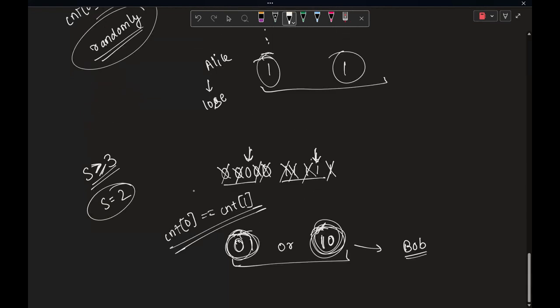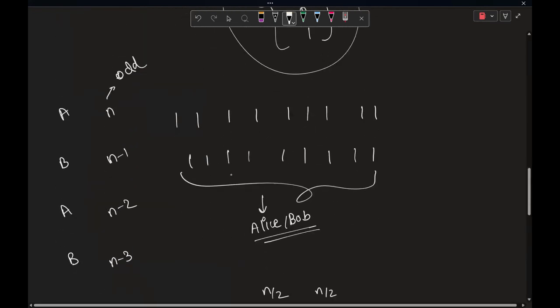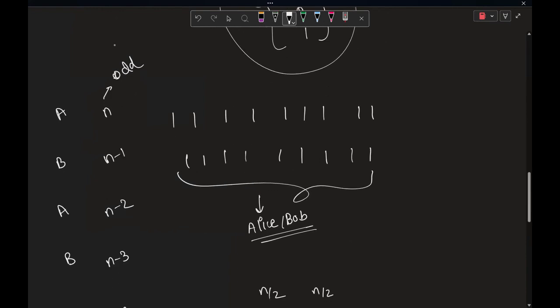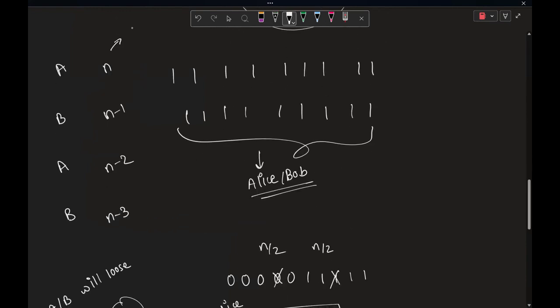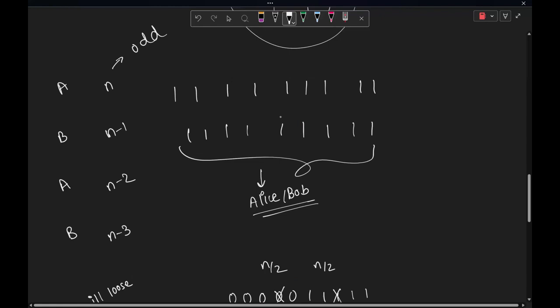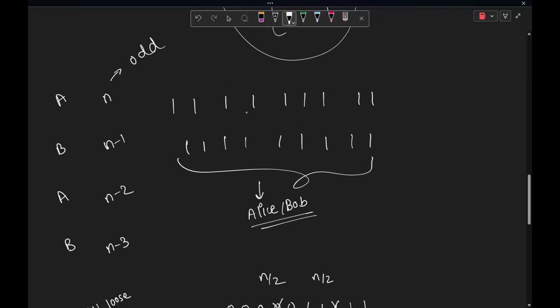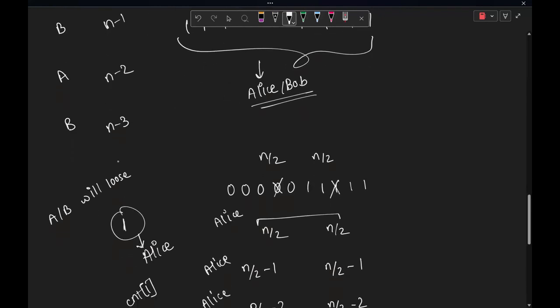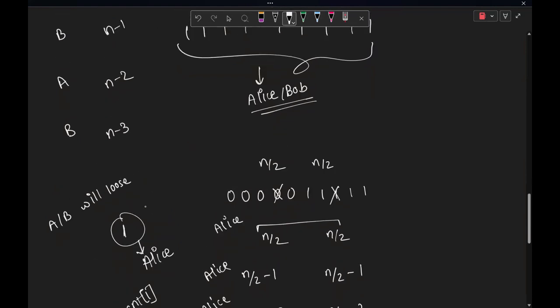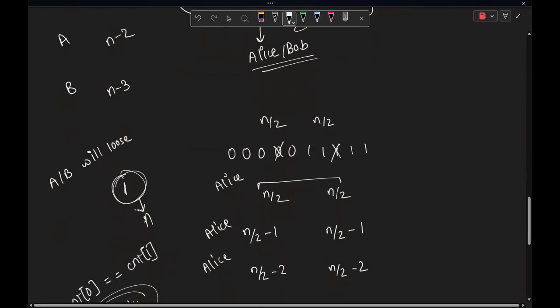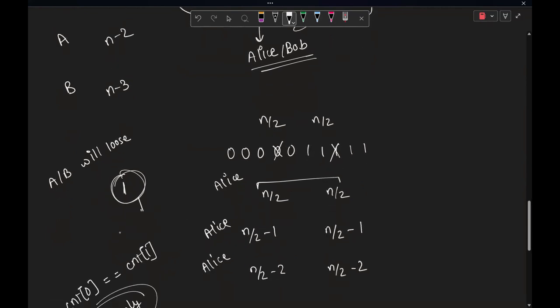You know that if you come up here and see, when n was, let's say, even, and on every move a character was being deleted until you were left with 1, in that case Bob was losing here, right?